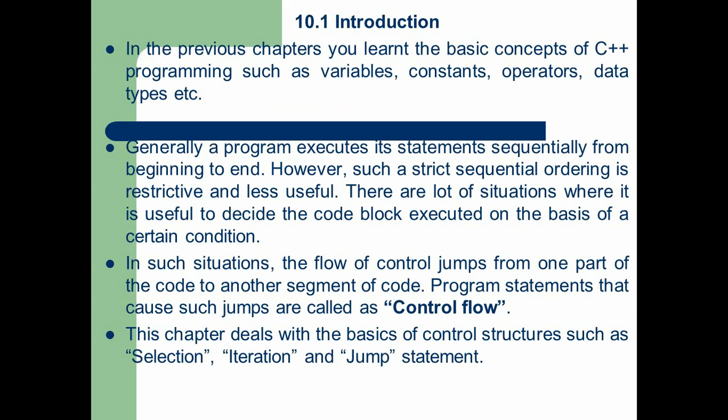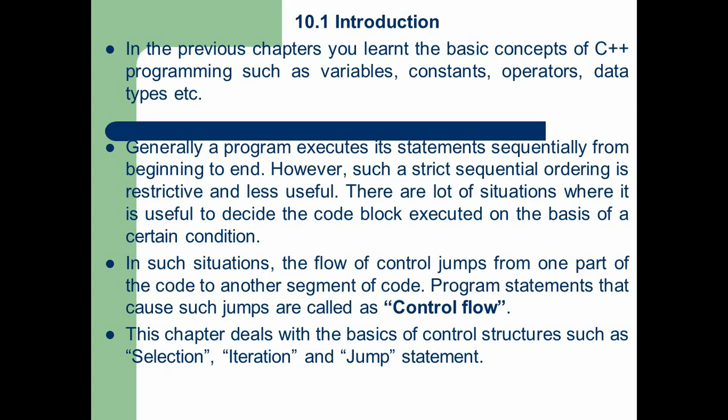First one, the introduction. Last class we discussed what are variables, constants, operators and data types, and how they can be declared, how they can be used, and how the data types can be converted implicitly or explicitly. Now we are going to see the statements of C++ programs. Generally, a program is executed one by one. All the statements are executed one by one and the results are displayed on the screen.